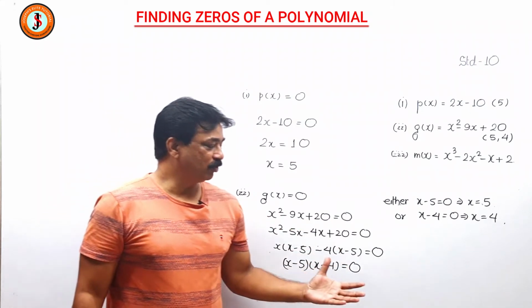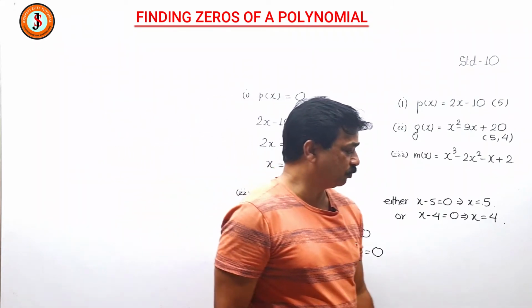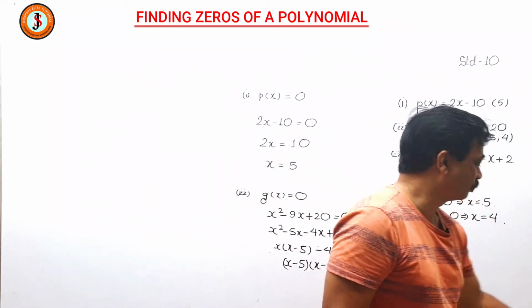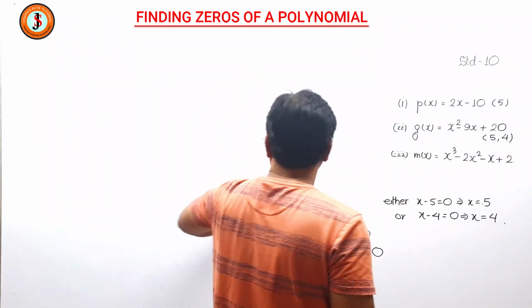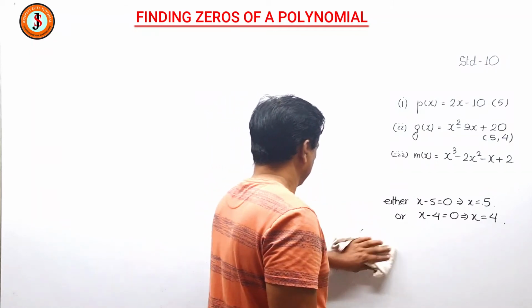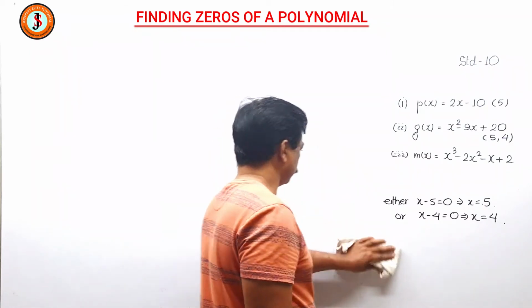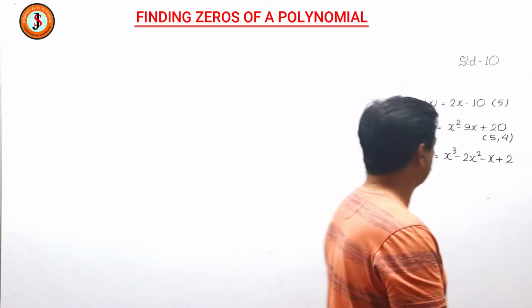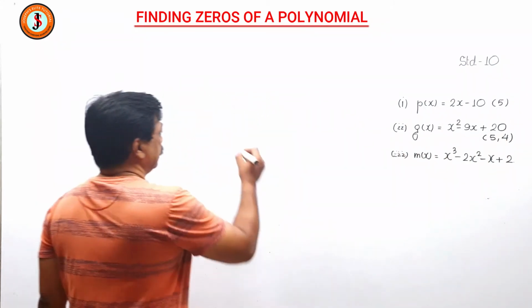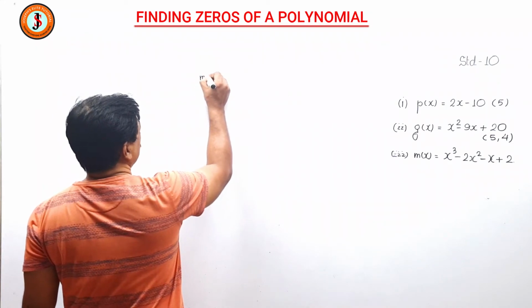So now we move on to the next part, that is the cubic polynomial we have to factorize. We'll use something to clean this board. So we are cleaning this now. So let us see. Now what happens? Have a look. m(x) should be equal to 0.